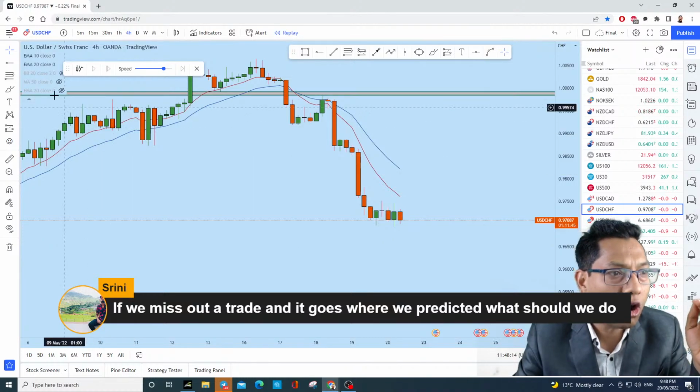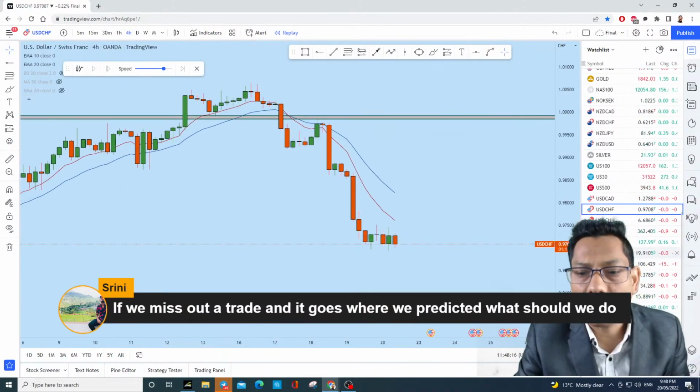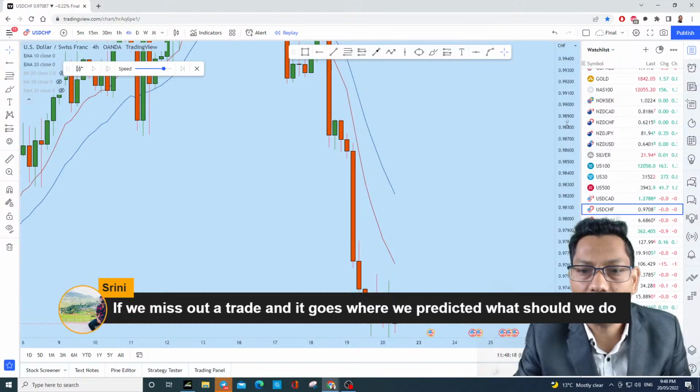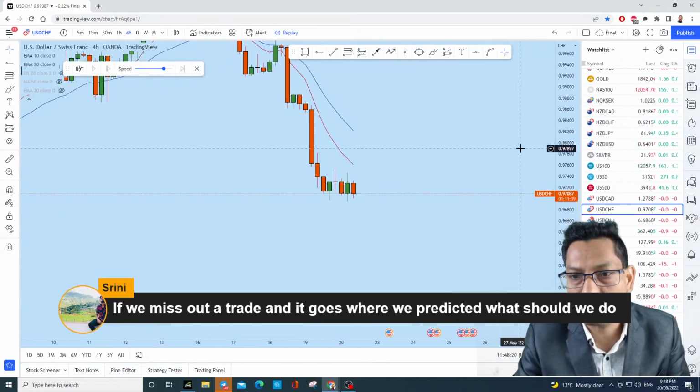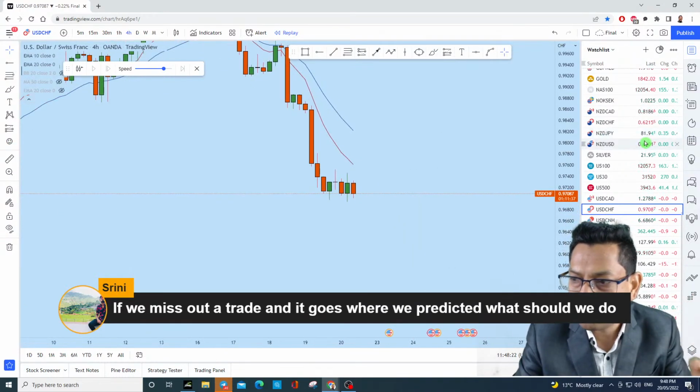See, trading is all about protecting your capital, not giving away the money to the market, not trading without a stop loss or doing things like that.